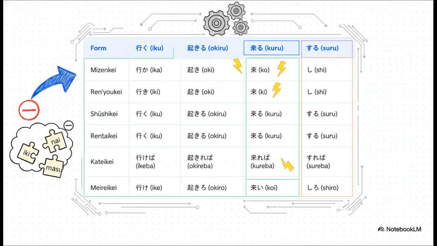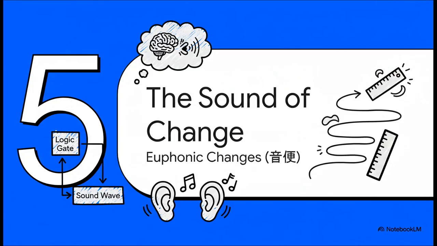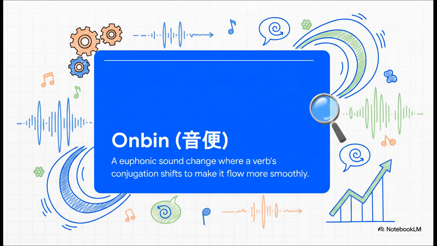It's beautiful, right? Okay, but here's a fascinating little twist. The system is incredibly logical. Yes, but we have to remember language is spoken by actual people. And sometimes the strict, perfect rules of the machine, they bend a little for a really simple human reason, just to make things easier to say out loud. This whole idea is called onbin, and the name is perfect. It literally means sound convenience. It's what we call a euphonic change. Basically, a verb's ending will shift just a little bit, breaking the written rule, just to create a sound that flows more smoothly when you speak. It's like watching language evolve in real time for the sake of fluency.